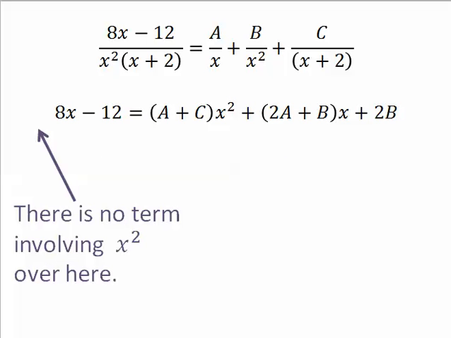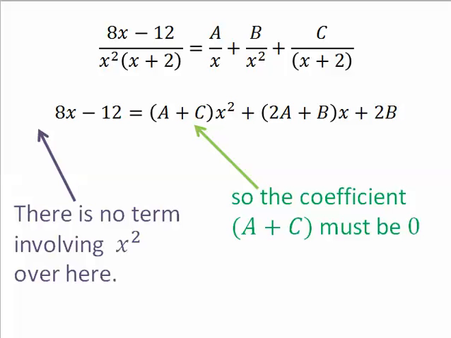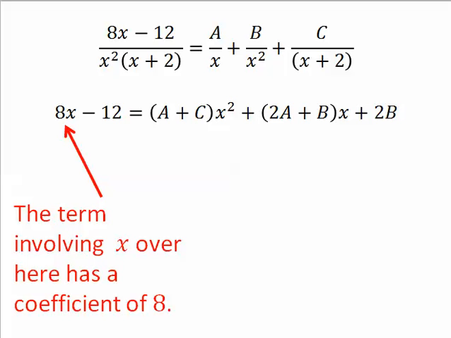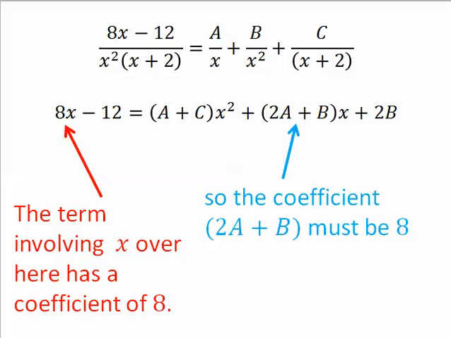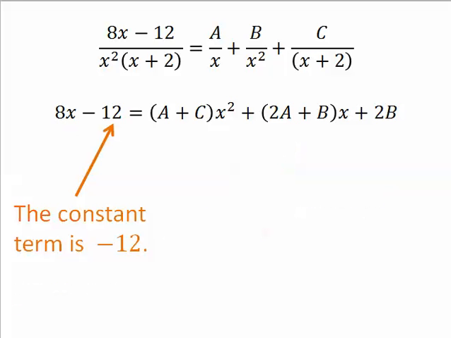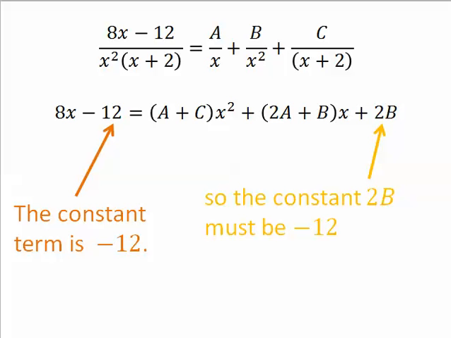Notice that there are no terms involving a quadratic on the left-hand side. And so on the right-hand side, the coefficient of the quadratic must be 0. The term involving x on the left-hand side, the linear term, has a coefficient of 8. So the linear term on the right-hand side must also be a coefficient of 8. The constant on the left-hand side is negative 12. So the constant on the right-hand side has to be negative 12 as well.